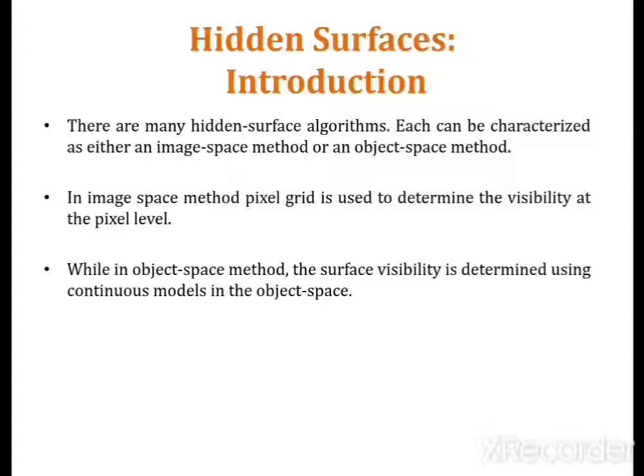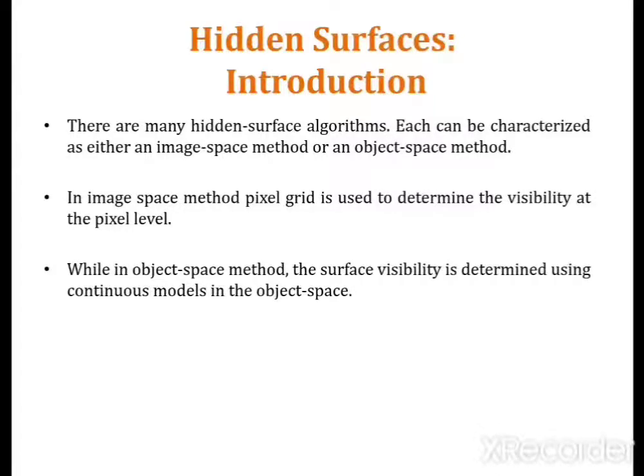So pixel level information we are going to observe there, and that model is called an image space model. Whereas in the object space method, surface visibility is determined using a continuous model in the object space. So here we are not working at the pixel level, but on the surface visibility, and that will be determined using some continuous model in the object space, which we are going to see here.